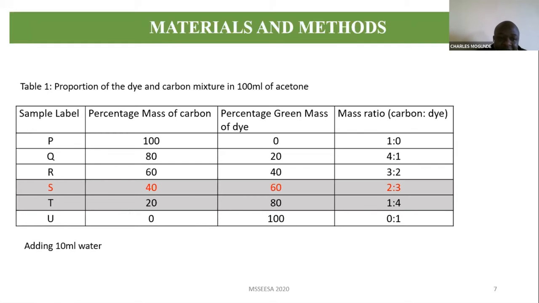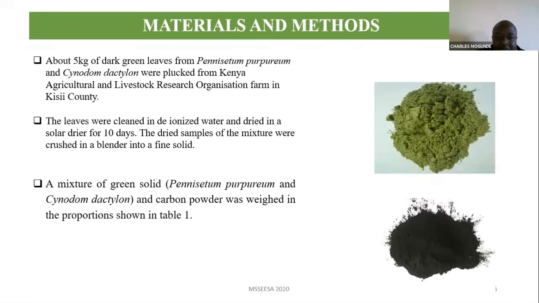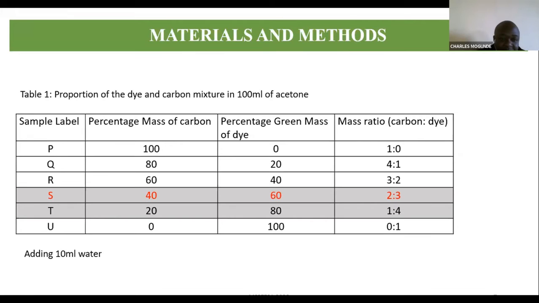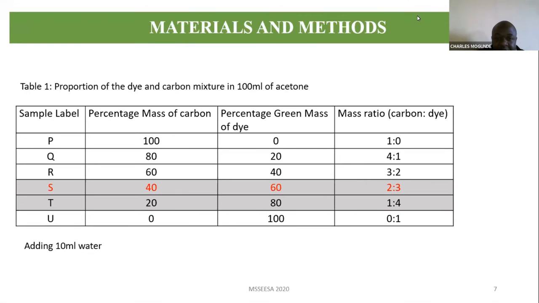Now the green solid and the black solid were mixed in those ratios of masses. We see ratio 1 to 0, 4 to 1, 3 to 2, 2 to 3. Next slide, where there is a table. After mixing these ratios, you can see the label S and the label T. These labels are essential to this research because the ratios are quite significant on the part of the dye. Now, these two are the ratios to watch. The next slide, slide 8.